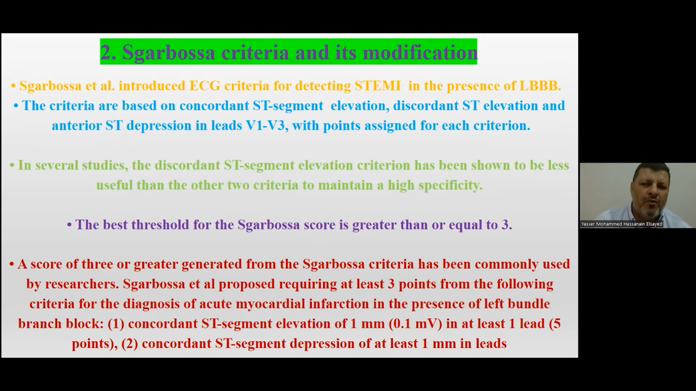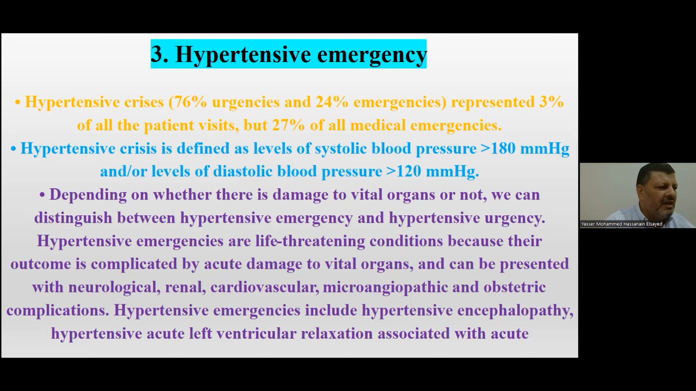Hypertensive emergency is the third key in this case report. Of hypertensive crisis, about 76% is urgency and 24% emergency, representing 3% of all patient visits but 27% of all medical emergencies. Hypertensive crisis is defined as systolic blood pressure more than 180 and diastolic blood pressure more than 120. Depending on whether there is damage to vital organs or not, we can differentiate between hypertensive emergency and hypertensive urgency.